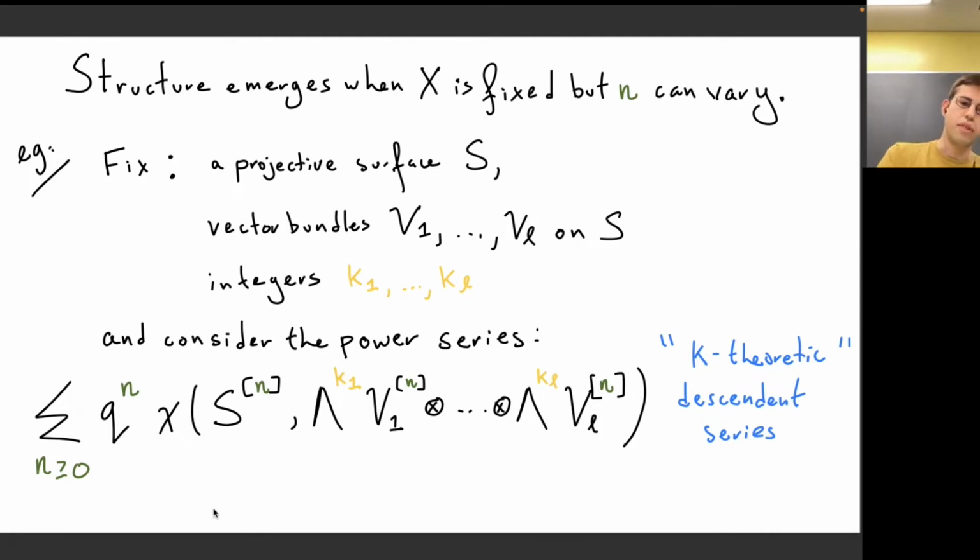And so each term of this series will be the Euler characteristic of a certain vector bundle over the Hilbert scheme of points. What I'll do is take my first vector bundle, the tautological bundle associated with that, and then take the k1-th exterior power, let's say. And then I want to do the same for the second one: take the k2-th exterior power of the tautological bundle associated with the second one, and so on.